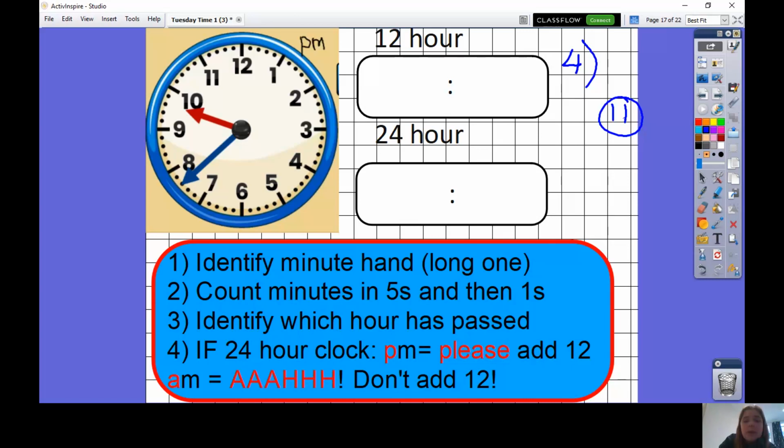All right, I'm going to go through it with you. Make sure you've had a go at this question by yourself. It's super important you're practicing whilst I can still go through the questions with you and you can identify your mistake. Find your minute hand, this long one here.